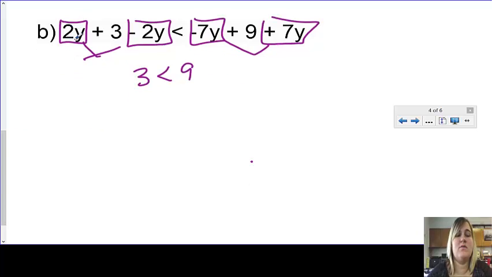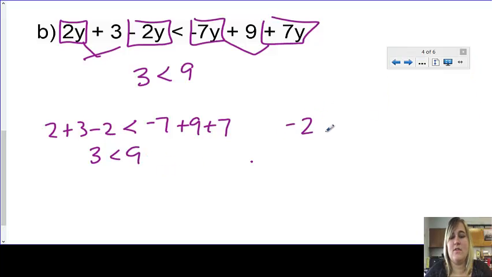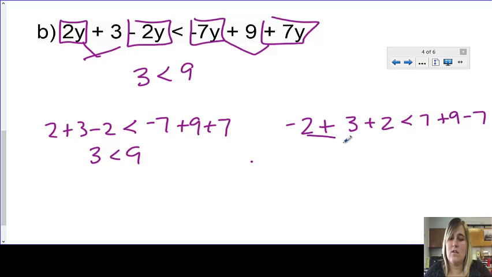Okay, so if I put positive 1 in here, I would have 2 plus 3 minus 2 is less than negative 7 plus 9 plus 7. So that gives me 3 is less than 9. That's true. If I did a negative instead, I'd have negative 2 plus 3 plus 2 is less than 7 plus 9 minus 7. So whenever I do that, those two still cancel. 3 is less than. Those two still cancel. 9, always true.